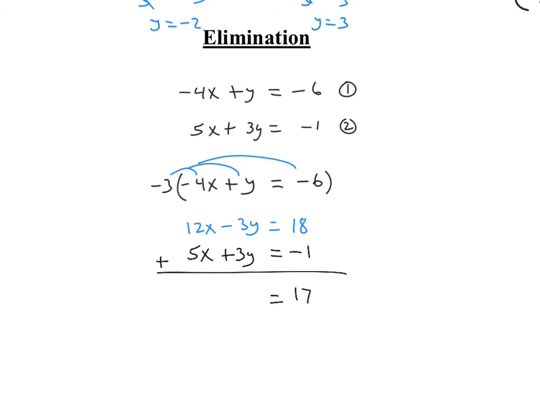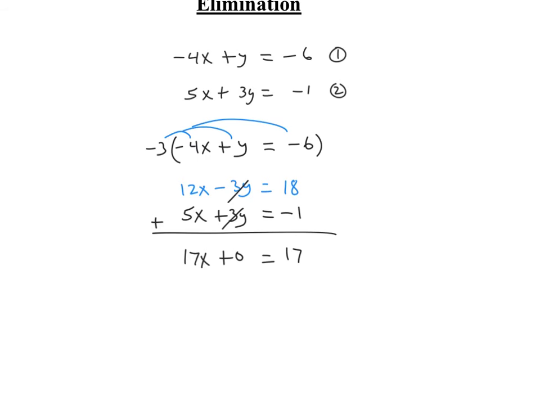Over here I get 17. This makes a 0, so that's just 0, and this over here made 17x. See how the y's got eliminated? Now, 0 is just nothing, so I will just go ahead and ignore the 0. And now I'm going to solve for x. Divide both sides by 17, and I get x equals 1. And now all of a sudden I got the value of x.